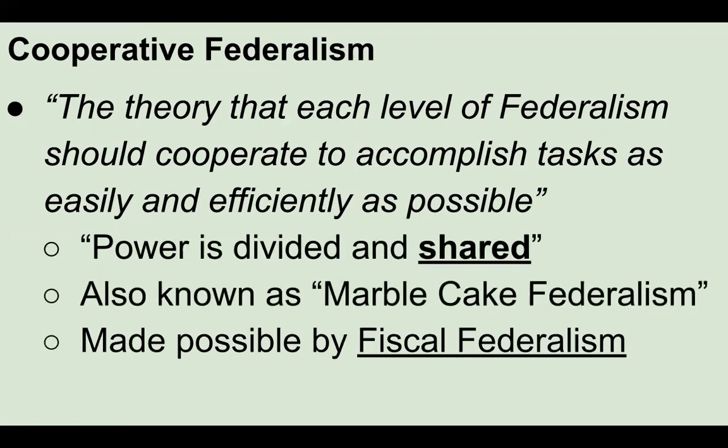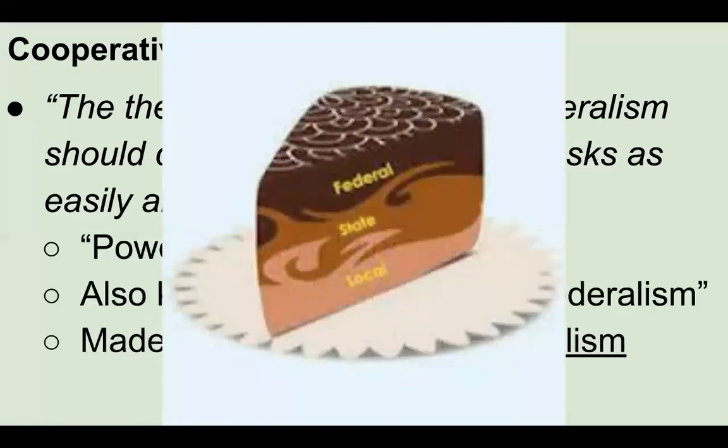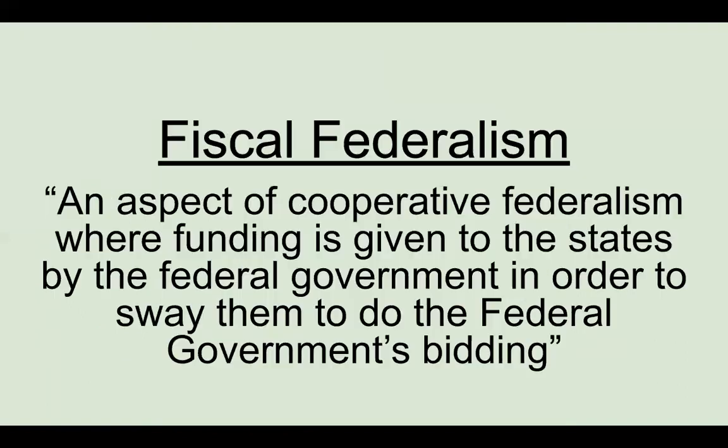And cooperative federalism, and honestly devolution as well, is made possible by the term fiscal federalism. And we will get to fiscal federalism in the next video. That's what the entire video is actually about. So you've got your federal, you got your state, you got your local, and in a marble cake, all of those different flavors in the cake kind of mix together. So they cooperate essentially to produce one flavor. So cooperative federalism, marble cake, same deal there.